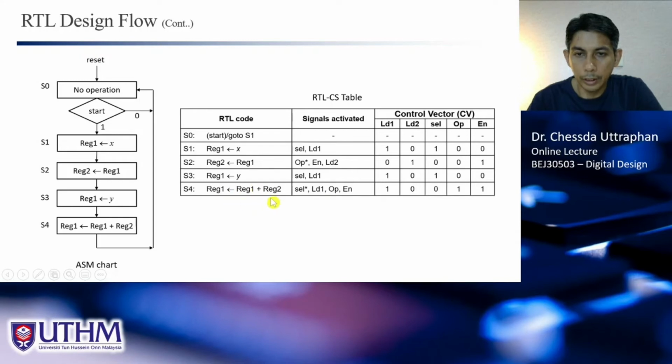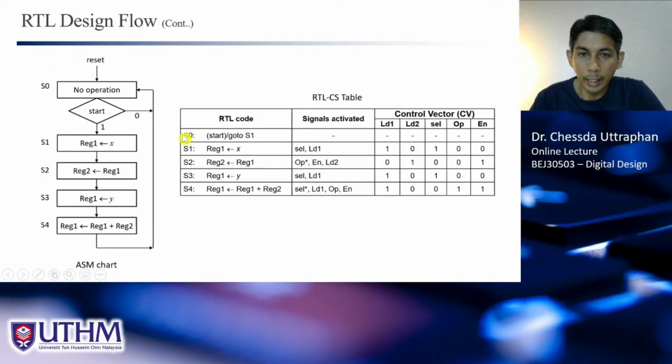Right. So to do this, LD1 must be 1, SEL must be 0, OP must be 1, EN must be 1. LD1 is 1, SEL must be 0, OP 1, EN 1. So if we have this, then we can create our finite state machine or the controller.